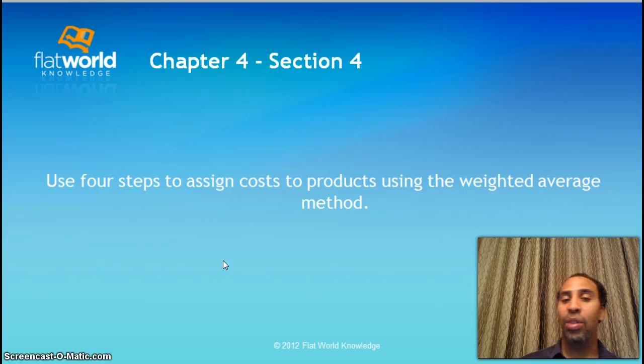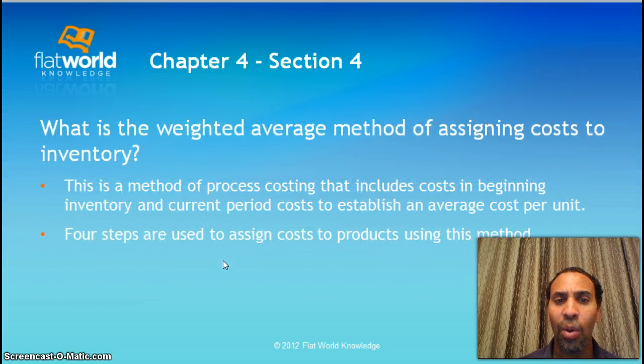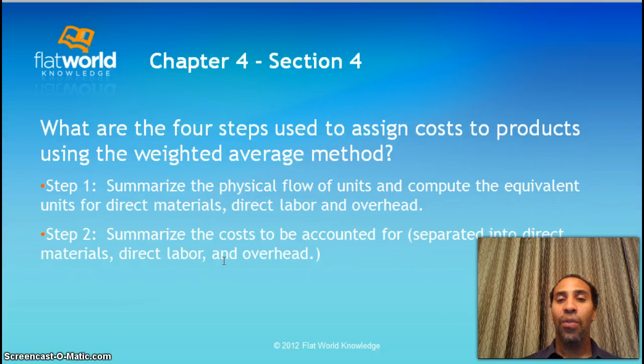So use four steps to assign cost to products using the weighted average method, right? And this is when it gets really interesting. So what is a weighted average method of assigning cost to inventory? This is a method of process costing that includes costs in beginning inventory and current period costs to establish an average cost per unit. So what is the average and how much on average does each unit cost? So four steps are used to assign costs to products using this method. So what are the four steps?